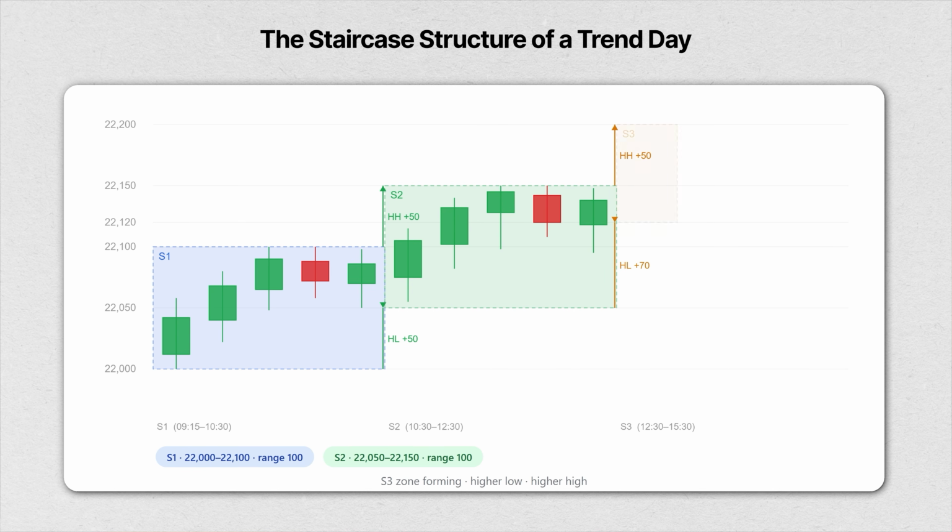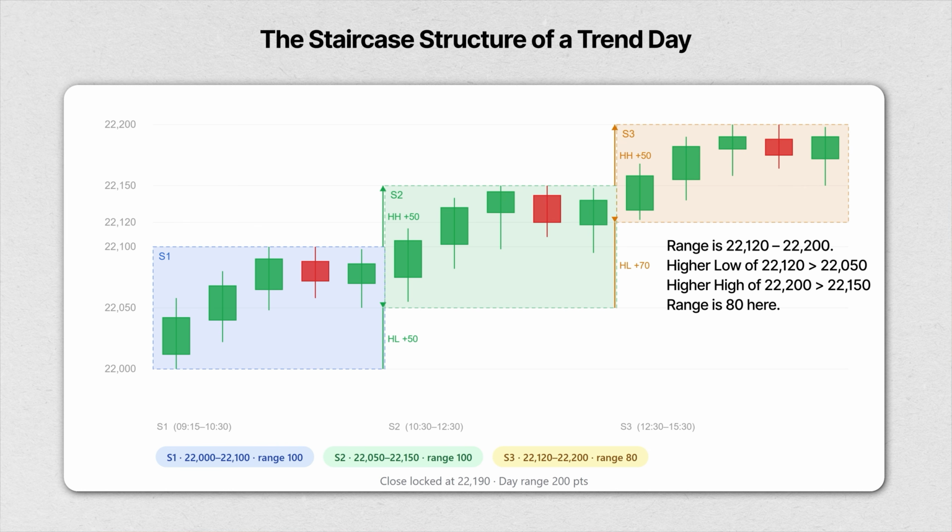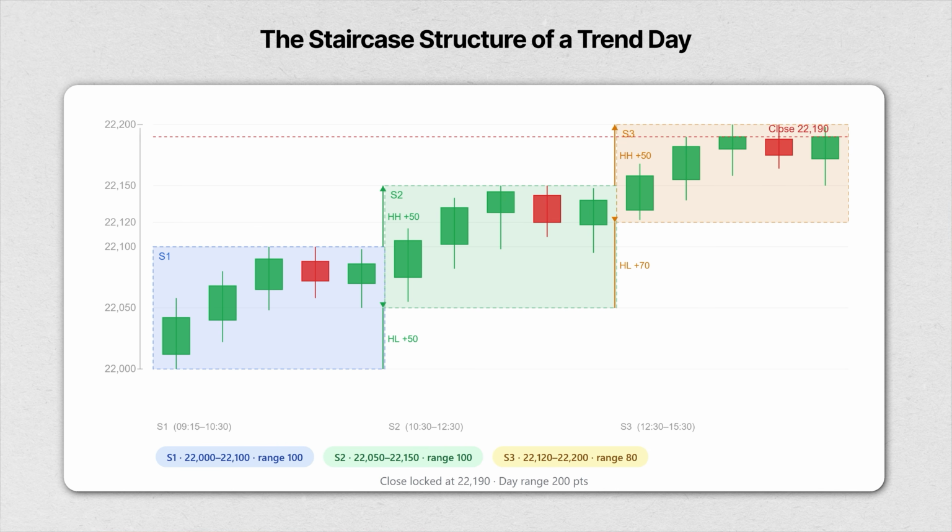Segment 3 S3 range is now 22,120 to 22,200. Higher low of 22,120 is greater than 22,050. Higher high of 22,200 is greater than 22,150. The range is 80 here, with Nifty closing at 22,190. So the total day range is 200, that is 22,200 minus 22,000.